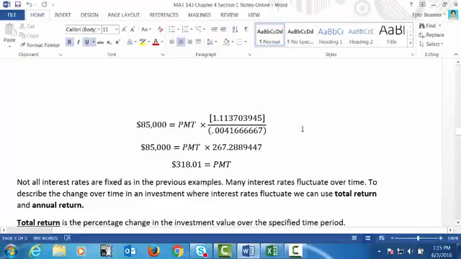So these are two very valuable functions in Excel, which I think will help you in your homework and quizzes. So I hope you use those, and I hope you find this video useful.